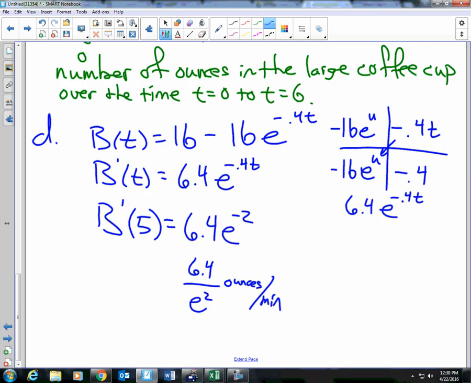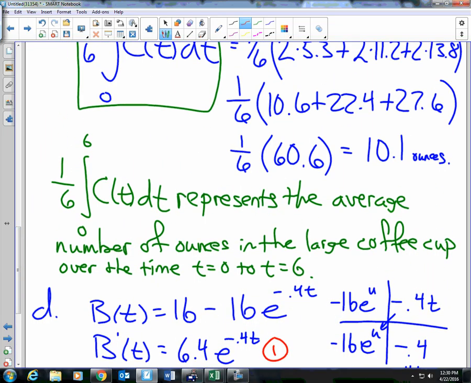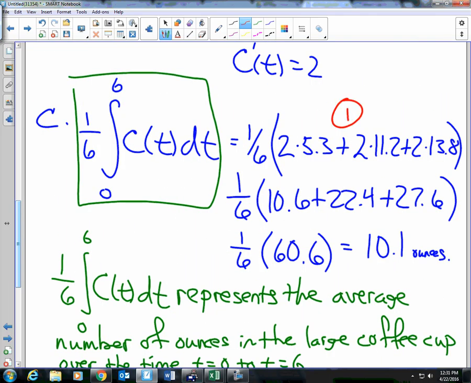They give you 2 points here. It's like they give you 1 point for the derivative, 1 point for the answer. The previous problem, they give you 1 point for setting up the appropriate sum, 1 point for the 10.1 ounces, and 1 point for setting up the integral and stating what it means right there.